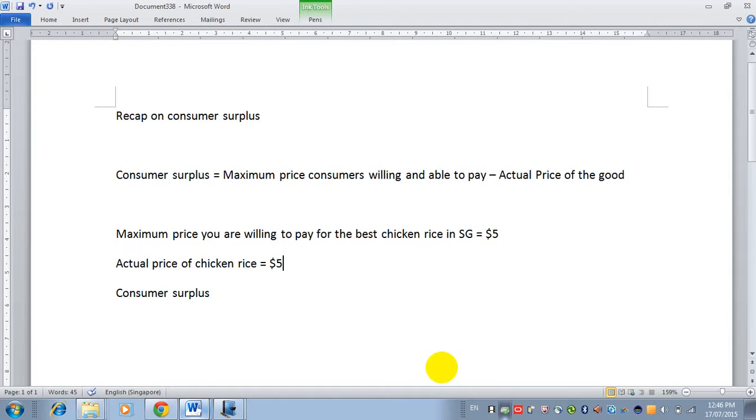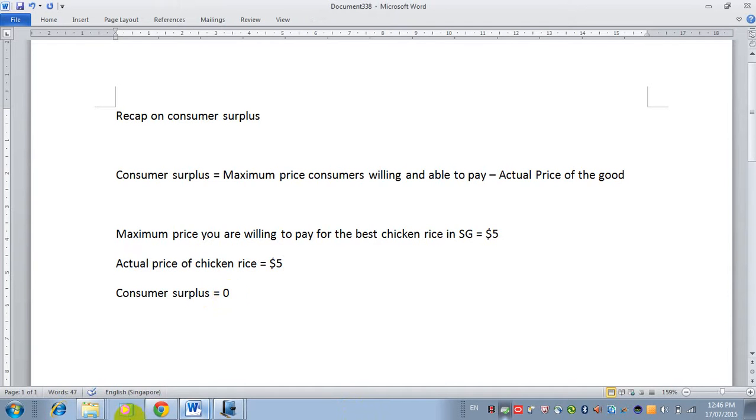You wouldn't like it. You would feel upset about it, that you have no consumer surplus at all. Hey, the maximum price you're willing to pay is 5 and the actual price is 5. That's not good for the consumers. The consumer surplus would be equivalent to 0.